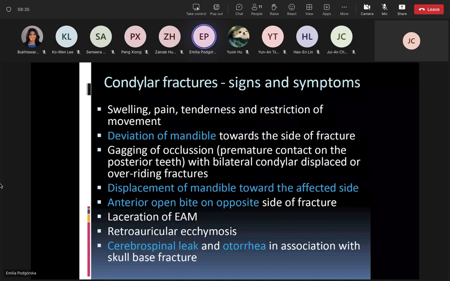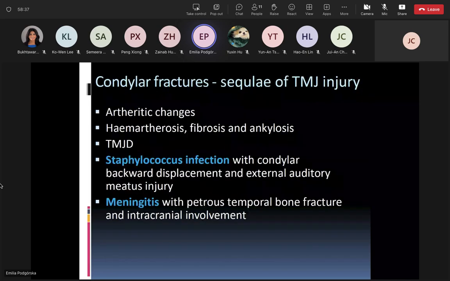Sequelae of TMJ injury: arthritic changes, arthropathies, fibrosis, and ankylosis. Also infection with condylar backward displacement and external auditory meatus injury, and meningitis with temporal bone fracture and intracranial involvement.